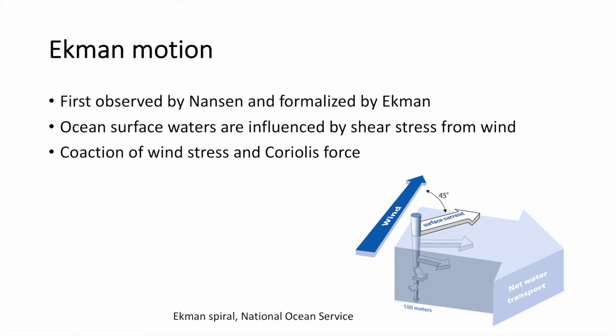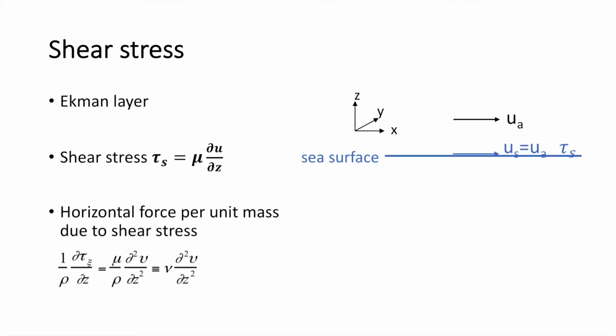Ekman motion occurs when ocean surface waters are influenced by shear stress from wind. We are interested in this because it describes how shear stress transfers from the top of the ocean surface into the ocean. Ekman motion results from the coaction of wind stress and Coriolis force. First, let's talk about shear stress.